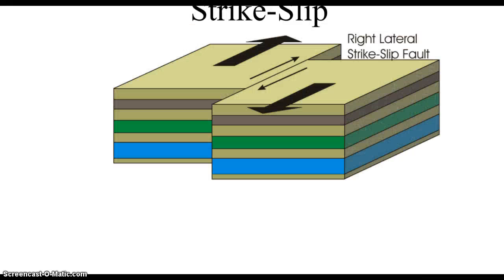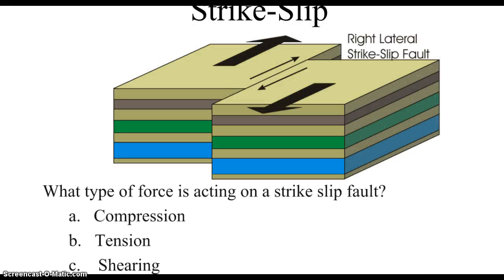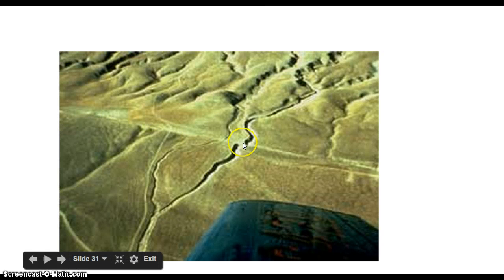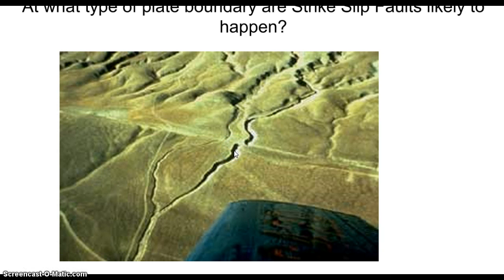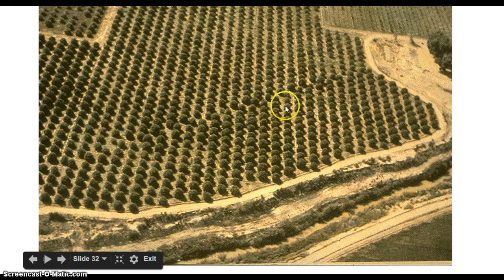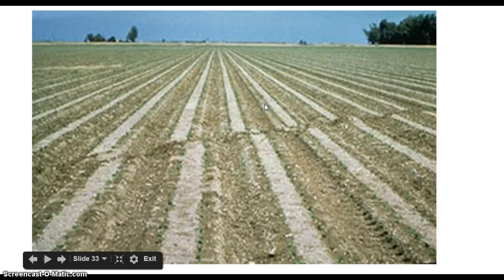And then strike slip is when they shear past each other. And in this case, it's not compression or tension, it's shearing that is causing this. And check out how this river got offset during an event. And the type of boundary where these happen is, you're right, transform. So there's another one. These are some trees that were planted and they got offset. I don't know if you noticed how they're not in a straight line anymore. And there's a farmer's field after an earthquake where there was shearing going on.